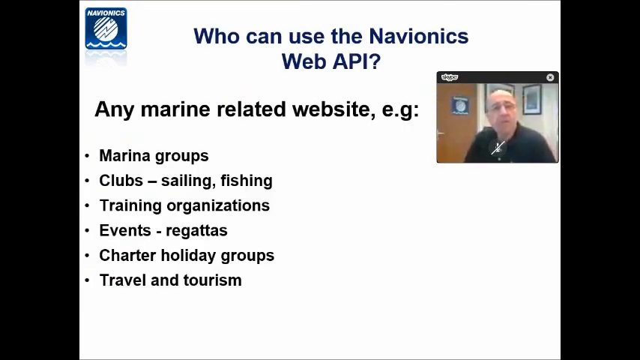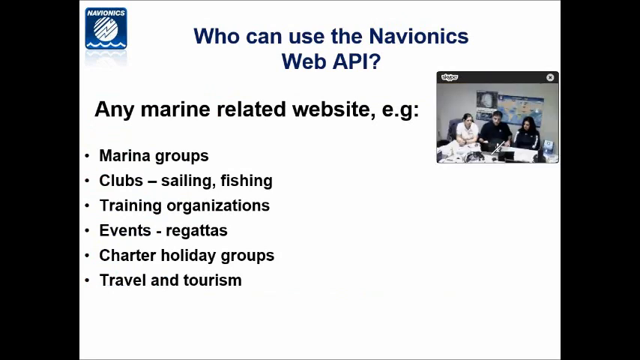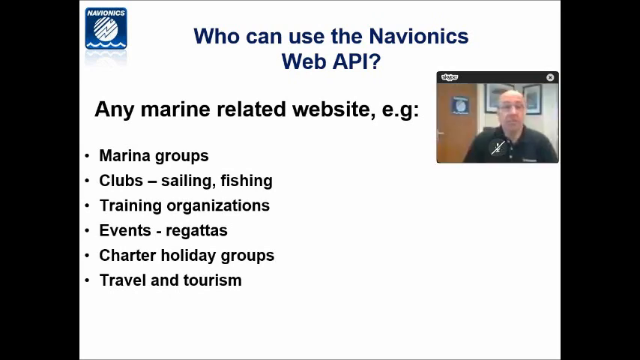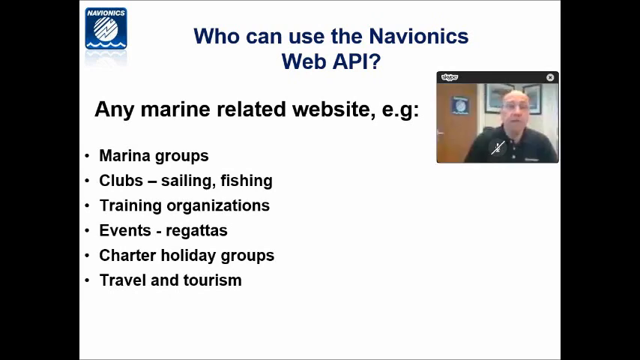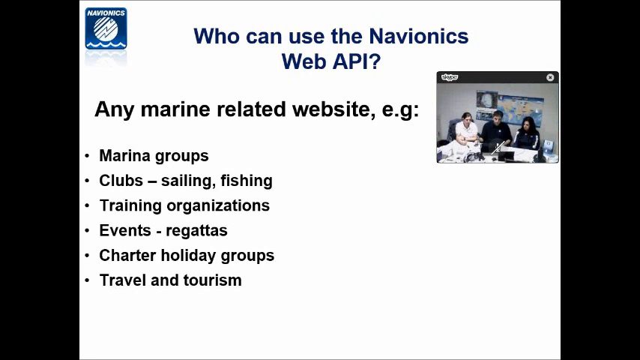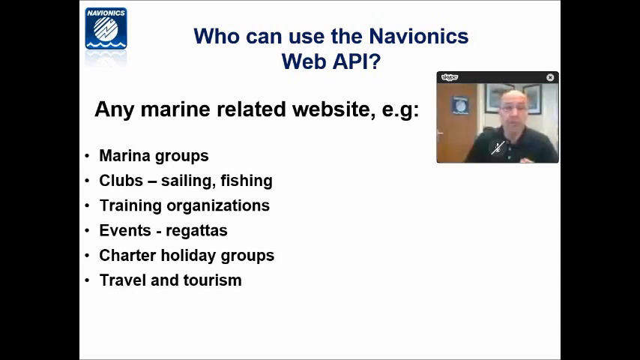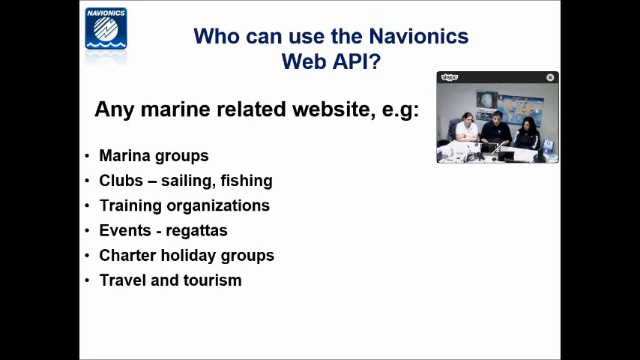So, just to summarize, who can use the Navionics Web API? Well, really, any marine-related website. So, just a few examples listed here. We've looked at some Marina groups, but think of the benefits there can be for clubs, sailing clubs, fishing clubs, just locally putting more information about your own locality on top of a marine map can be a great benefit, and a great enhancement to your website. Training organisations, events, charter holidays, and travel and tourism. So there's plenty of scope to be using the Navionics Web API.